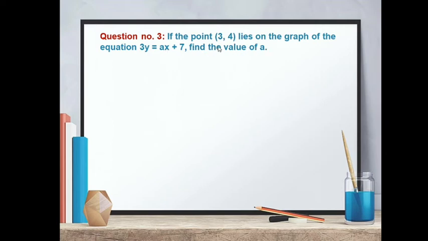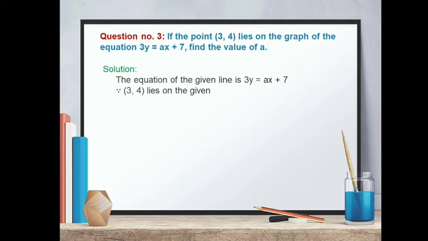As the point is given, (3, 4), it means here x is 3 and y is 4. So we will put these values of x and y in this equation, and then by putting these values in the equation we can find the value of a. So let's start the solution. The equation of the given line is 3y equals ax plus 7. So (3, 4) lies on the given line.